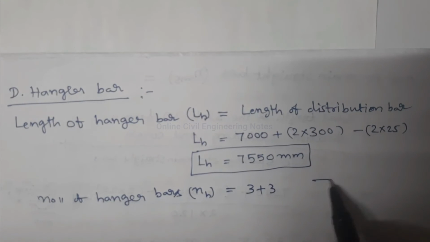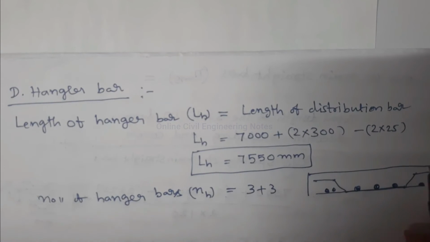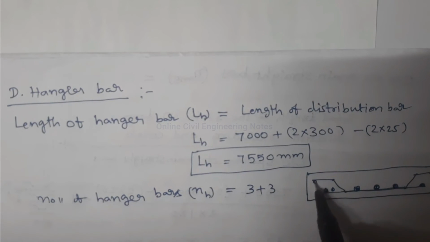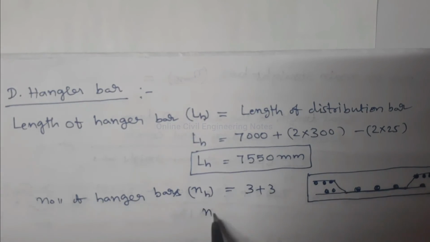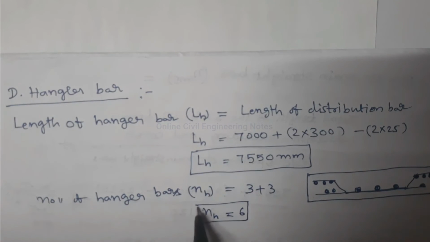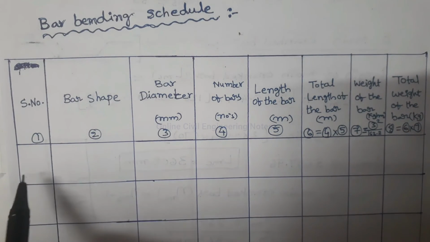3 plus 3. See, this is a cranked bar, this is a main straight bar, these are the distribution bars. One, two, three. These are the hanger bars. Similarly, this side also 3 hanger bars are provided. 1, 2, 3. 3 plus 3. 6 hanger bars are to be provided. Prepare the bar bending schedule from the length of different bars and numbers on the given data in the question.